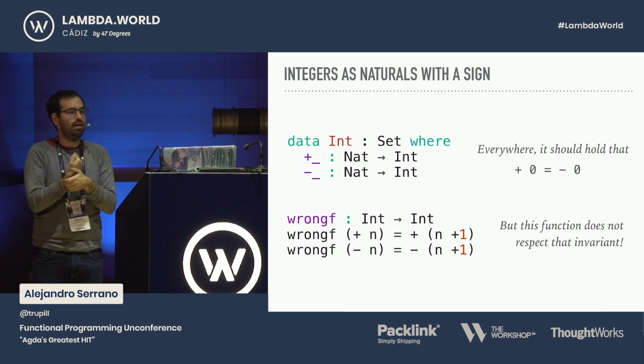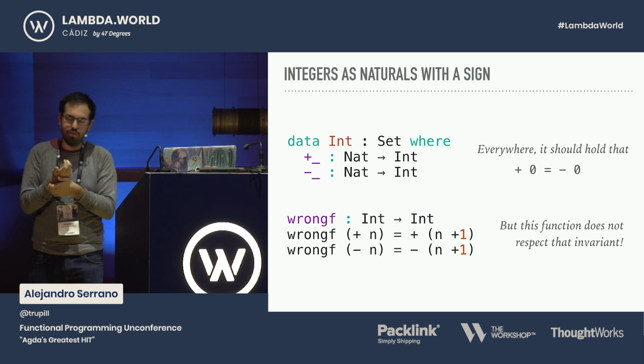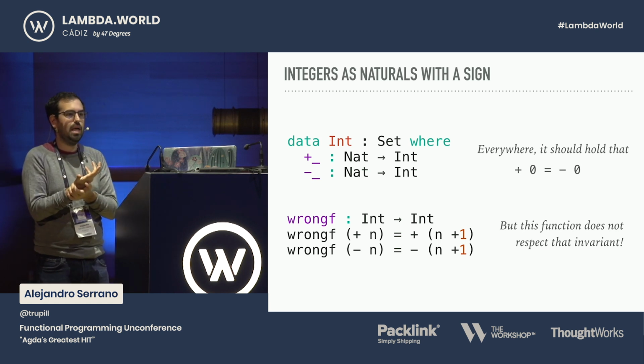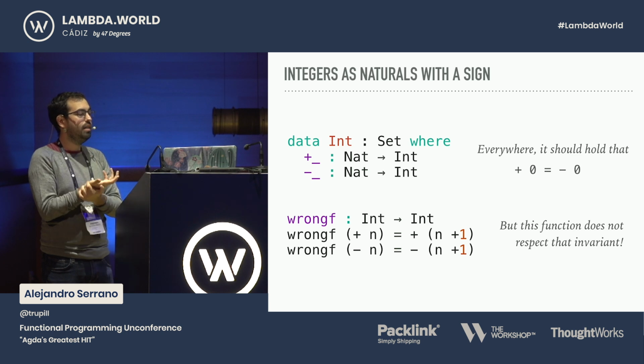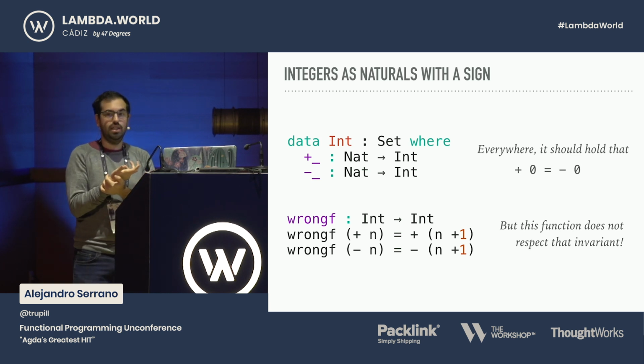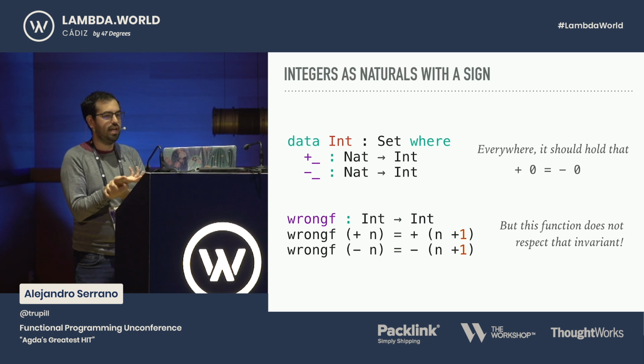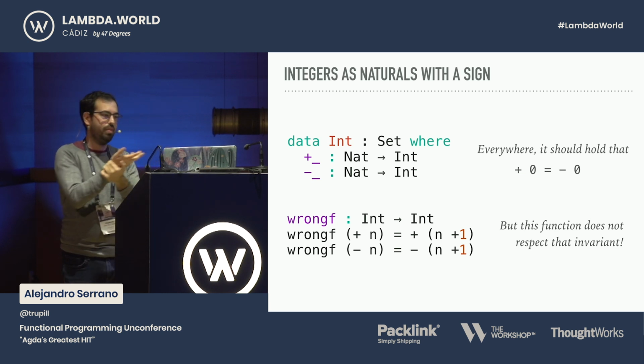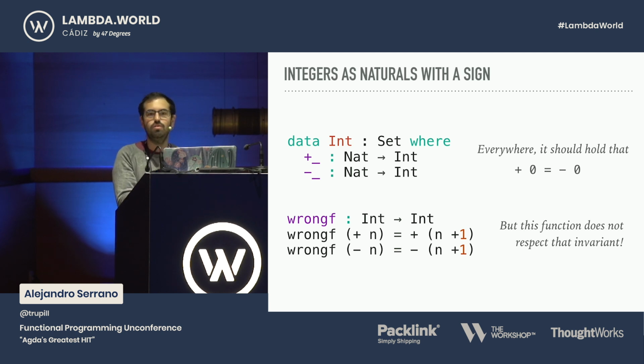But let me go back and say, OK, now I have my natural numbers, and I want to have a data type for integers. An integer is just like a natural number with a sign. So you can have plus whatever or minus whatever. So plus 1 or minus 1 or plus 2, things like this.